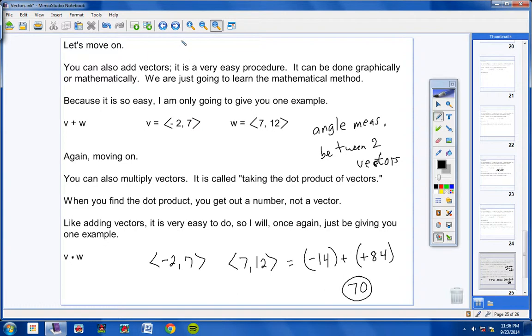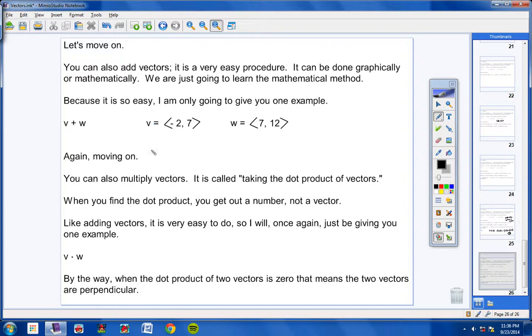One other sentence I'd like you to write in your notes, please. By the way, when the dot product of two vectors is 0, that means the two vectors are perpendicular. So if you're ever given two vectors and you multiply them together or find the dot product and you get out 0, then you know right away those two vectors are perpendicular. I would definitely write that in your notes.